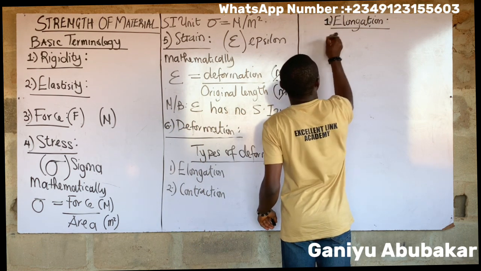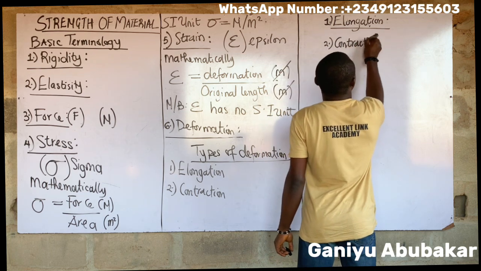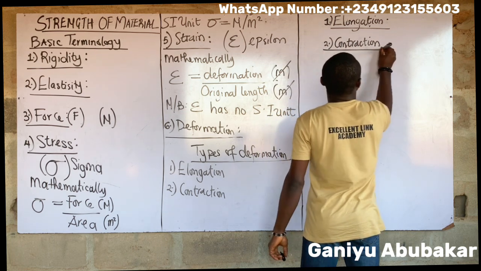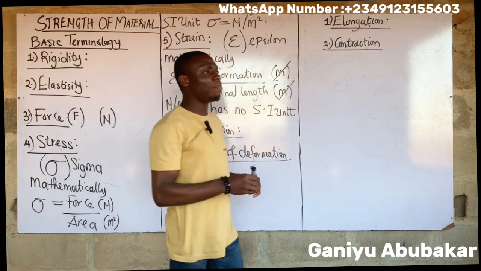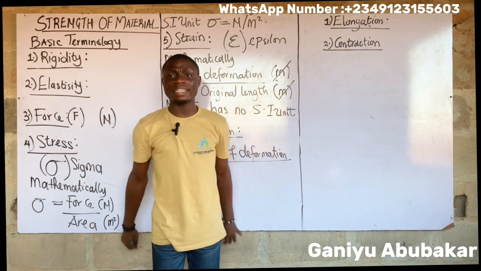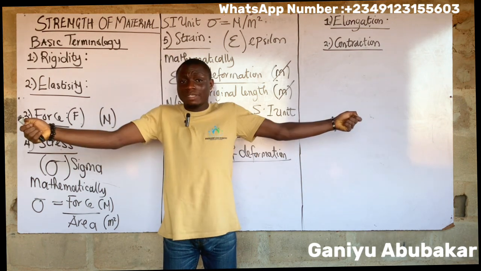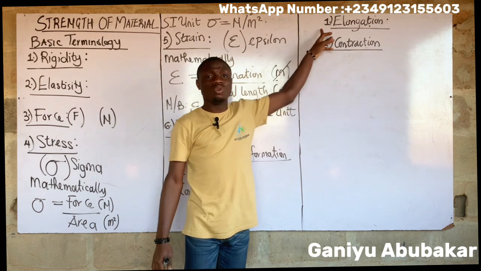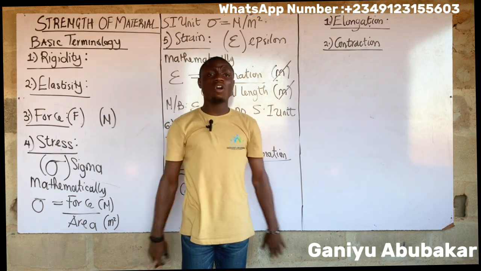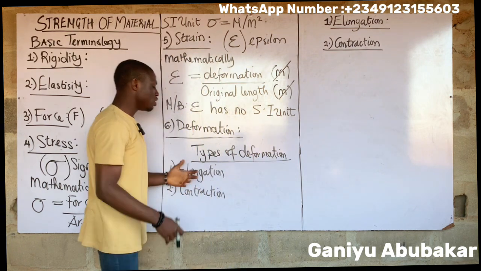Also, number two is called the contraction. By definition, this is simply the ability of a body to reduce its shape and size. So when a body is being extended in this pattern, that becomes elongation. When a body is being compressed, that becomes what? A contraction, right?